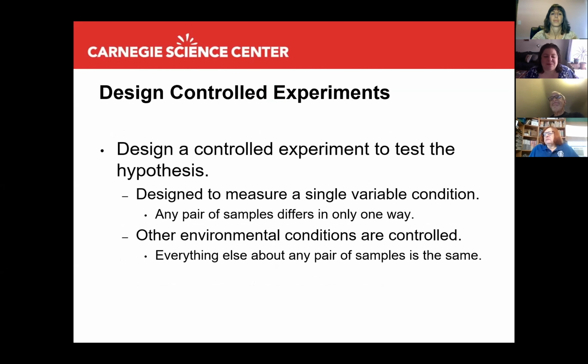So it might be obvious to us, but thinking about controls and designing the experiment with controls is really important. You want to make sure that when you're designing your experiment, you're measuring one single variable, and that all other conditions are controlled. So everything else about your control versus your experimental should be the same, so that the only difference is what it is that you're testing. And from a judge's perspective, looking at whether students have thought that through, how they are controlling their experiment is really important.